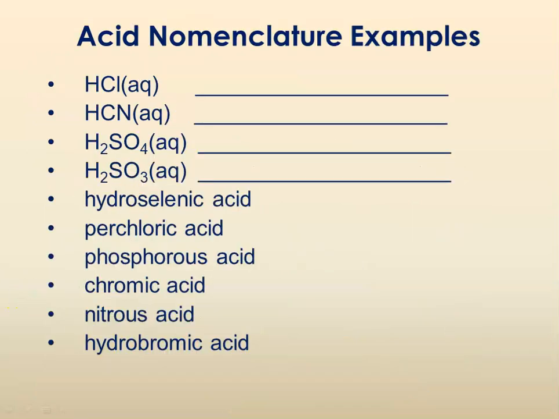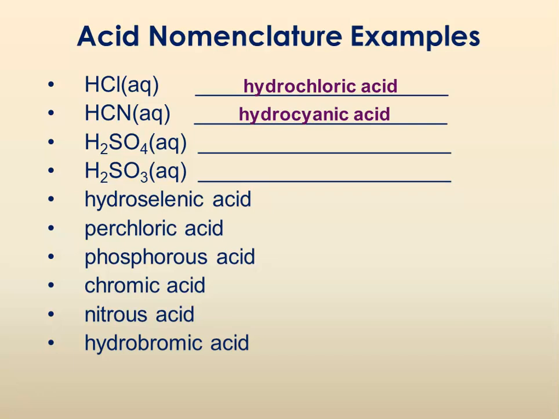So here are some examples. We're going to start with formulas and work our way to names. Then we're going to take names and turn them into formulas. Here we have HCl. So Cl is coming from chloride, so that would become hydrochloric acid. HCN is not straight from the periodic table. Most of your -ides are from the periodic table, but CN is cyanide, so it's going to follow the same naming system as HCl did. -Ides start with hydro and end with -ic: hydrocyanic acid.